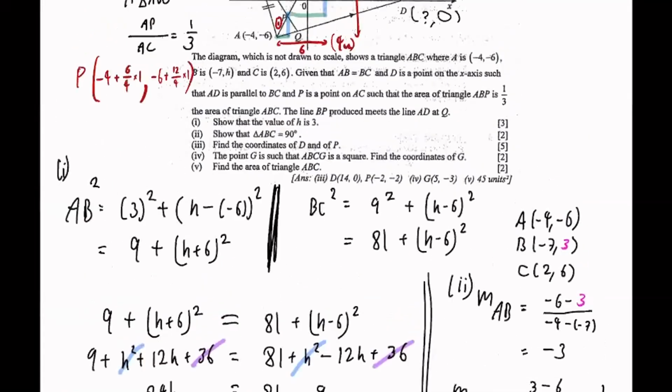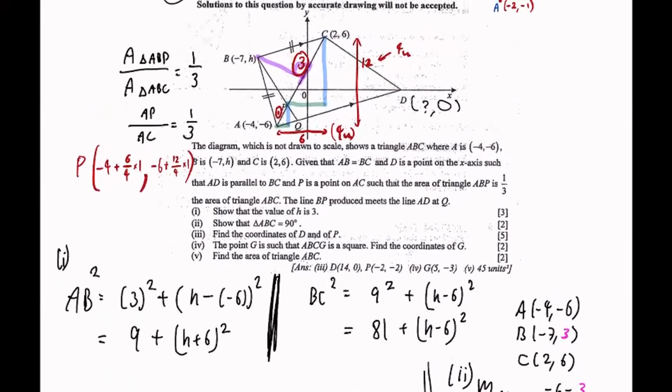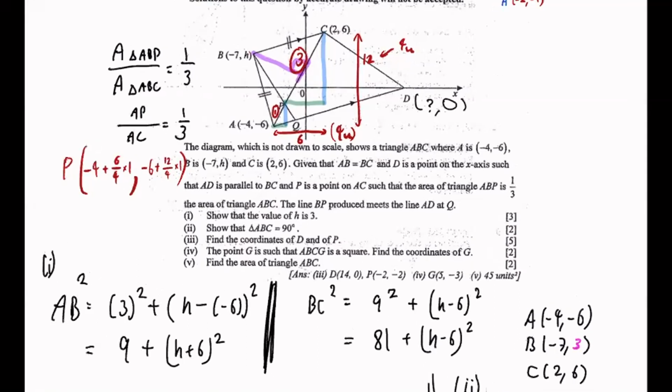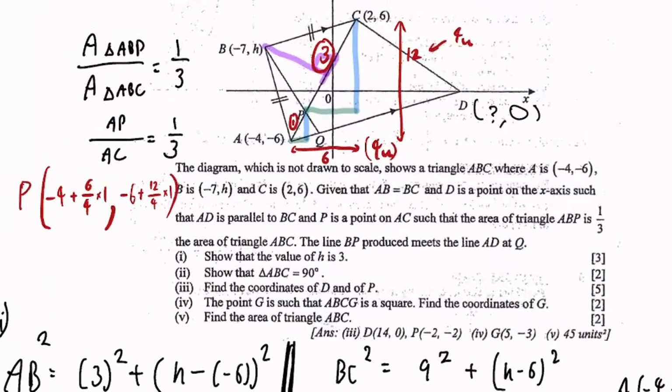Okay, now part 3. Find the coordinates of D and of P. Okay, I mean P is found. P is found. Okay, very good. How about D? Yeah, how about D? Y-axis is 0. Hold on. Did I think my P might be wrong. Is it? It's wrong. Sorry. Oh, no.